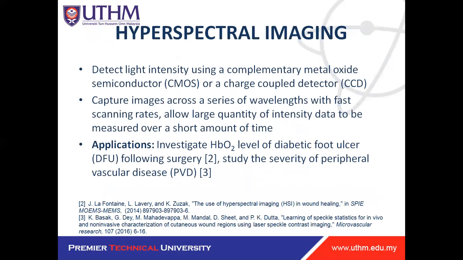The detection of light intensity reflected from a surface can be done using a CMOS or a CCD camera. One such example is using the hyperspectral camera. This device can capture images across a series of wavelengths with fast scanning rate, thus allowing a large quantity of intensity data to be measured over a short amount of time.